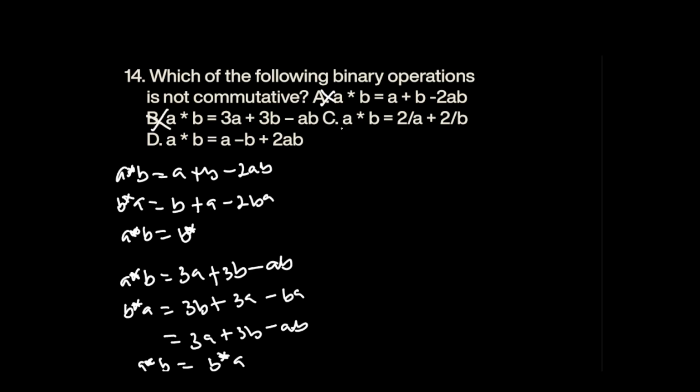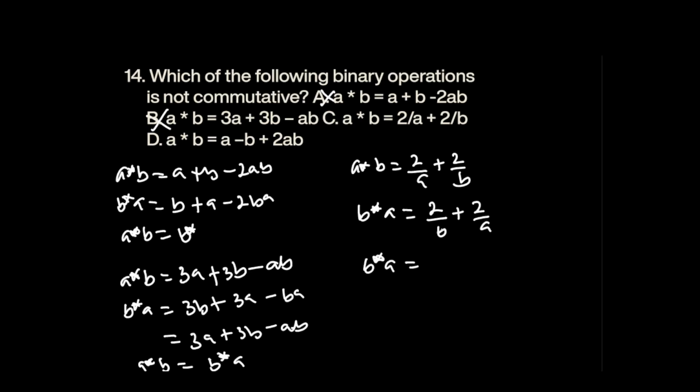So the next one is option C, where we have that A operation B is 2 over A plus 2 over B. So B operation A is going to be 2 over B plus 2 over A, and you can rewrite it as 2 over A plus 2 over B, and we can conclude that A operation B is equal to B operation A. So it can be this one also that is not correct.